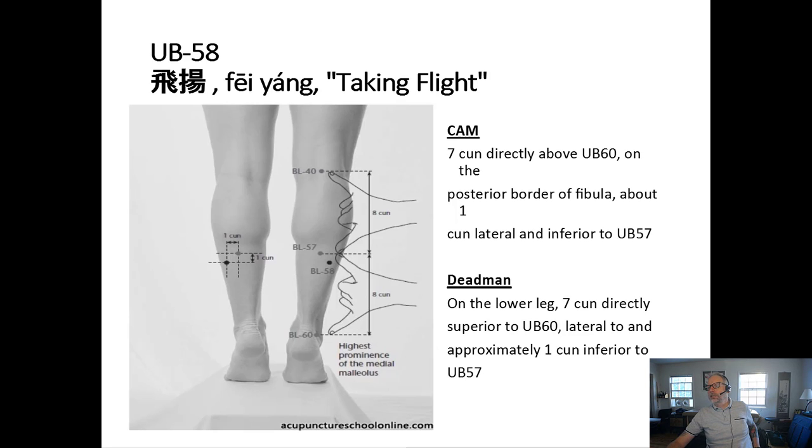58. 58 is on the lower leg, 7 soon directly superior to UB60, lateral to and approximately 1 soon inferior to 57. So this is actually the low point. And as you can see, the low point always kind of jogs off a little bit, so it's not a straight line, right? So the lows always happen where there's not a straight line in the channel. 58 is the low point of the UB.